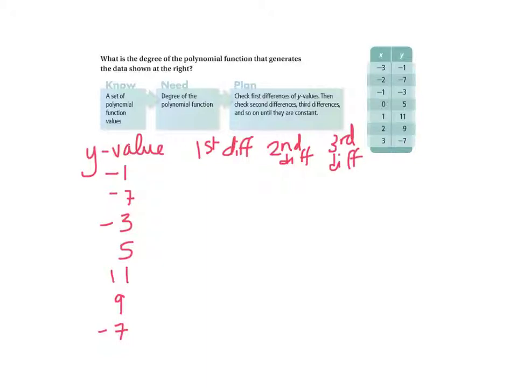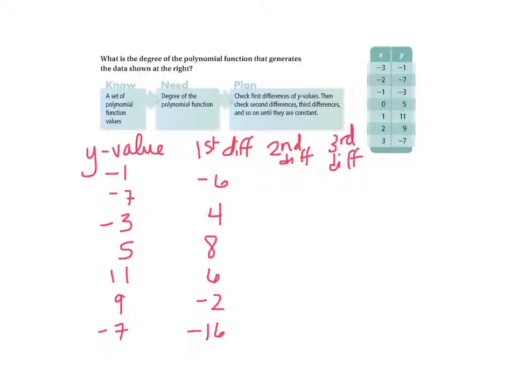In other words, that means taking this and saying -7 minus -1. Well, that's -6. -3 minus -7 is +4. 5 minus -3 is 8. 11 minus 5 is 6. 9 minus 11 is -2. And -7 minus 9 is -16. Now we're going to do it again.